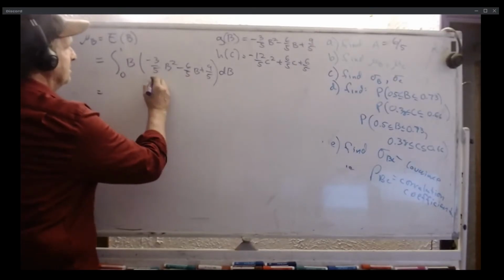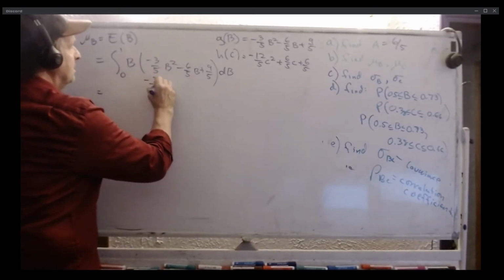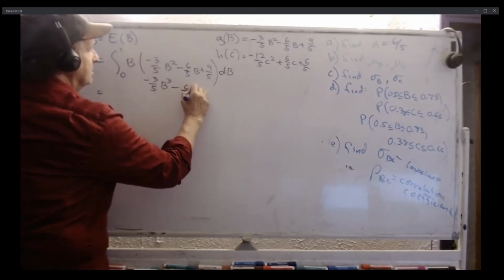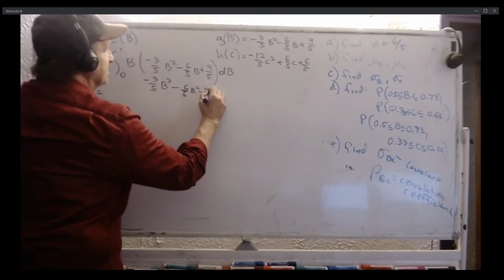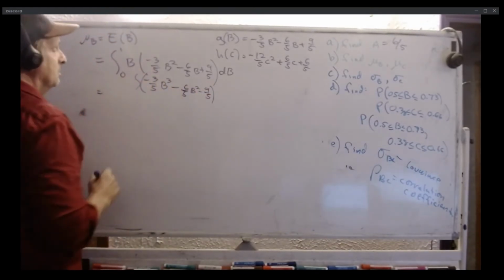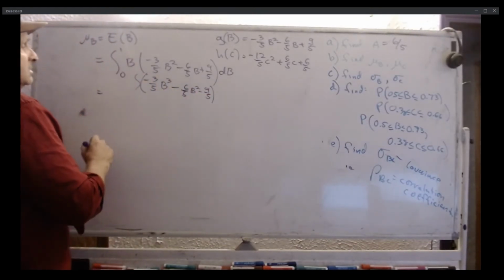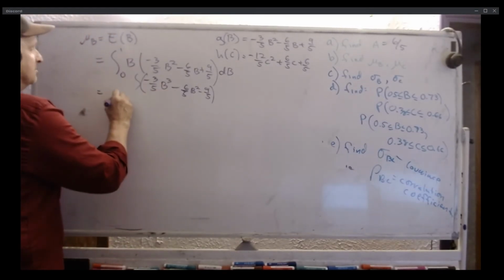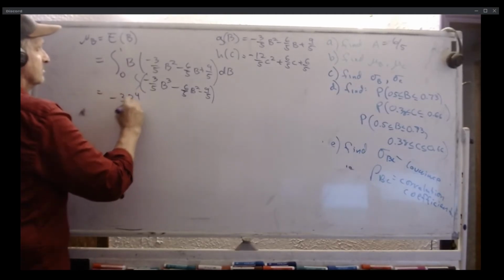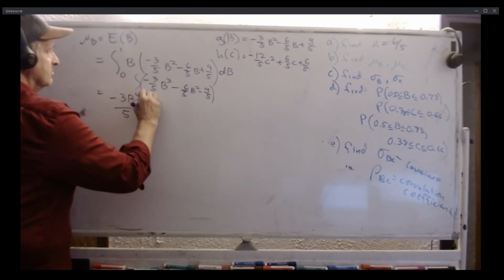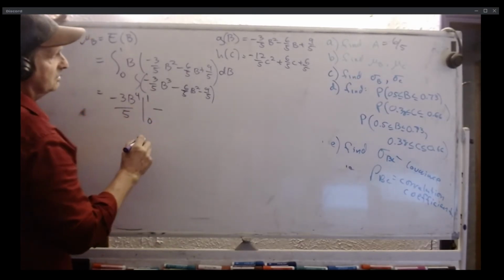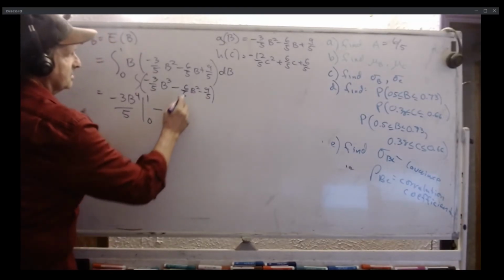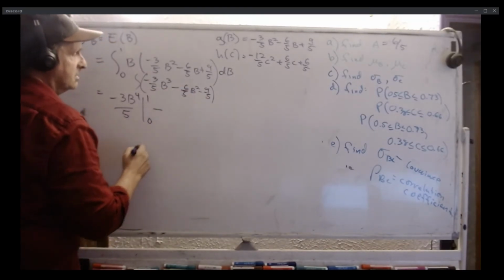So if you multiply this out, you're going to have negative 3 over 5 B cubed minus 6/5 of b squared minus 9 fifths. This is inside the integral, so we have to integrate that. You integrate b cubed, you get b to the fourth. Minus, you integrate b squared, you get b cubed over 3. So 6 fifths over 3 is 2 fifths, right?